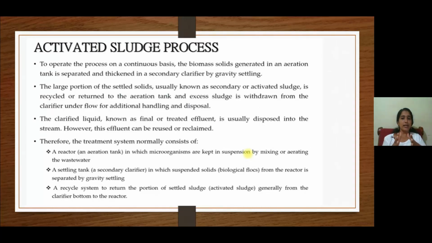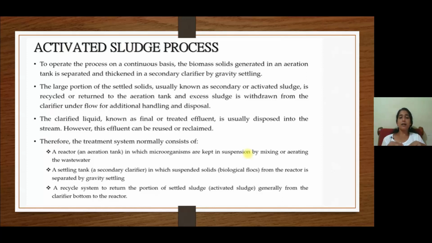Then, to operate the process on a continuous basis, the biomass solids generated in the aeration tank are separated and thickened in a secondary clarifier by gravity settling. The larger portion of the settled solids collected from the secondary clarifier is recirculated into the aeration tank and into the primary sedimentation tank, in order to enhance the biological action, that is microbial action, inside the primary sedimentation tanks and the aeration tanks. And the clarified liquid, known as final or treated effluent, is usually disposed into the stream. However, the effluent can be reused or reclaimed.